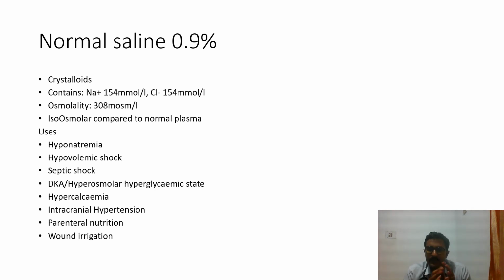So next we can discuss about a normal saline, 0.9%. It is a crystalloid. It contains sodium 154 millimoles per liter and chloride of 154 millimoles per liter. So the total osmolarity is 308 milliosmoles per liter. So it is isoosmolar when compared to the normal plasma. Okay. So what are the situations in which you can use this normal saline?